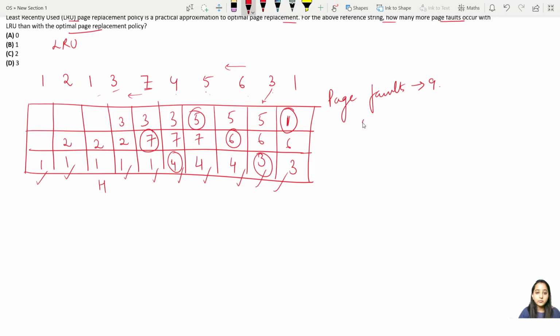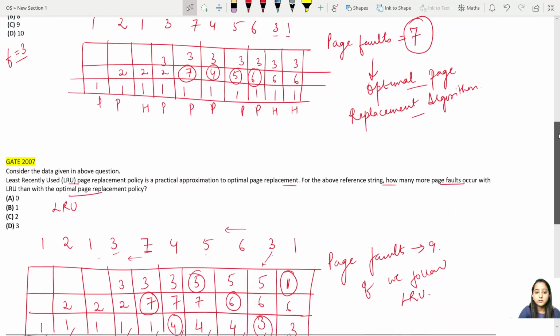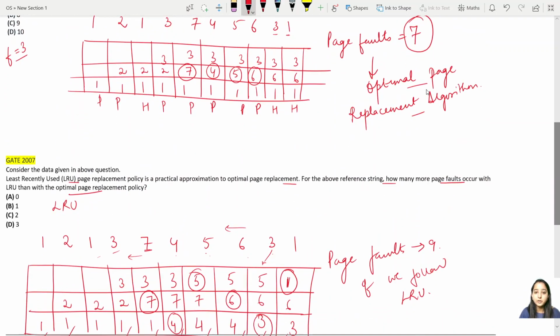So if we follow LRU, there are 9 page faults, and we have seen that if we follow the optimal page replacement algorithm, there are 7. So how many more page faults occur? 2. 9 minus 7 is 2. So option 3 is correct: 2 more page faults occur in the LRU page replacement policy.